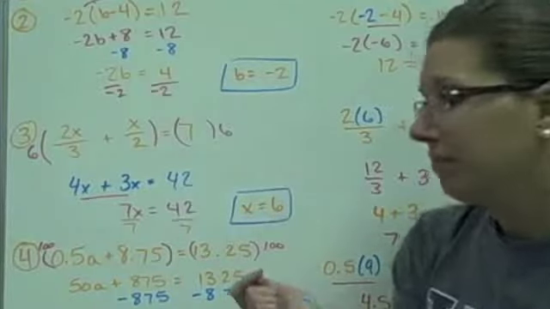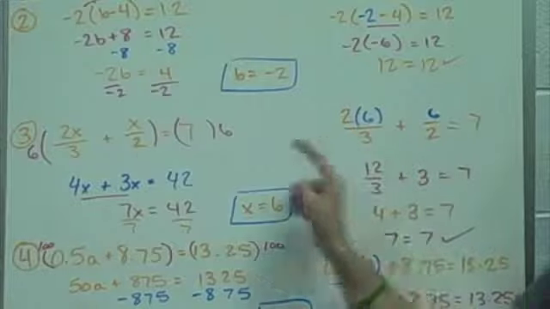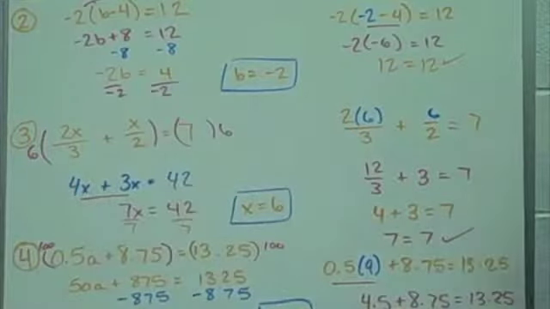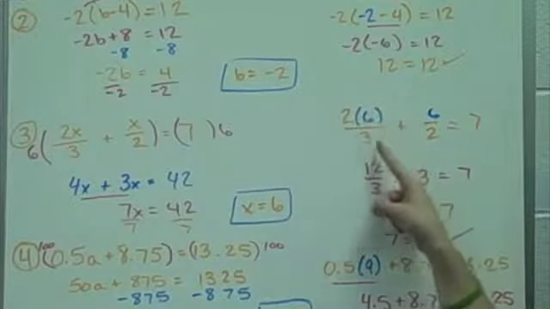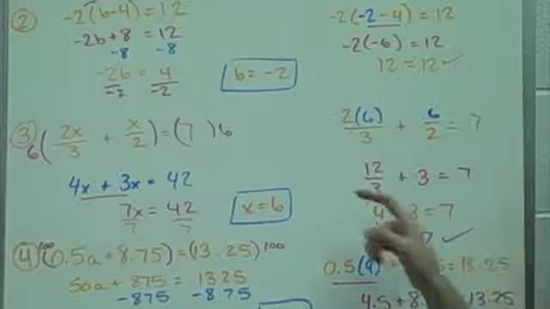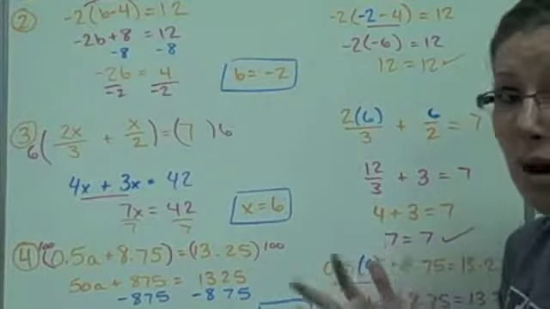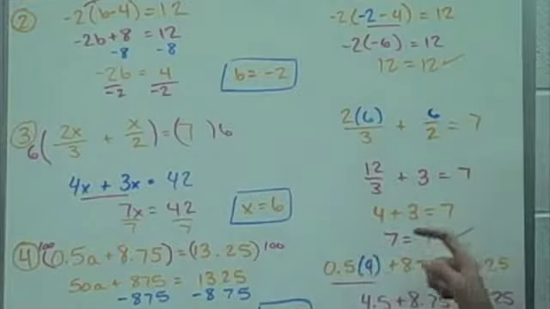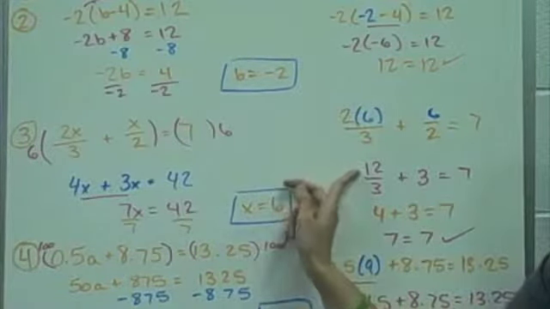That's my solution. Now I go back to the original problem, and I plug in 6 for every place there was an x. 2 times 6, and all of that over 3, plus 6 over 2, that should equal 7. So remember, I'm solving this checking part using order of operations. So I'm going to start with the numerator. 2 times 6, that's 12.